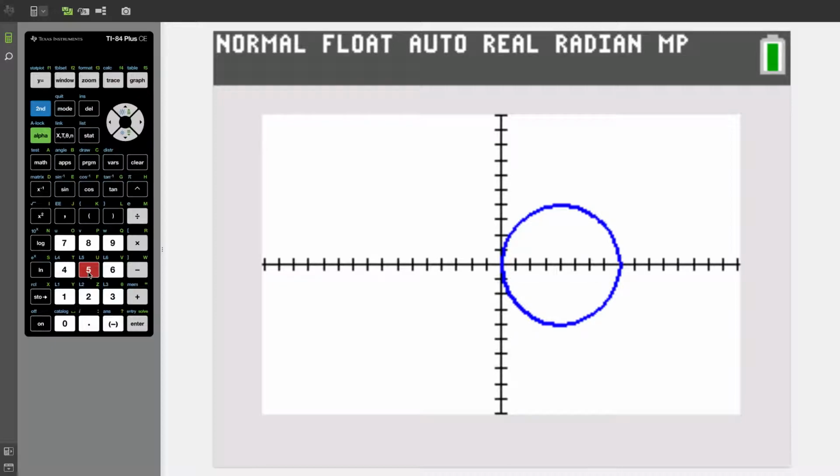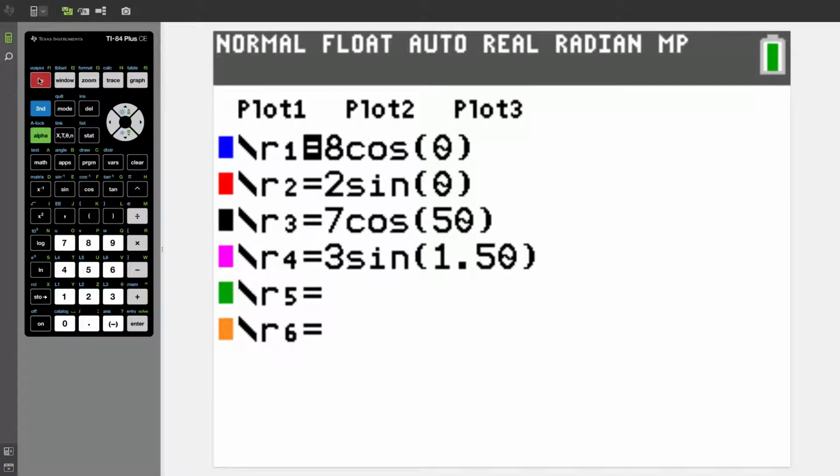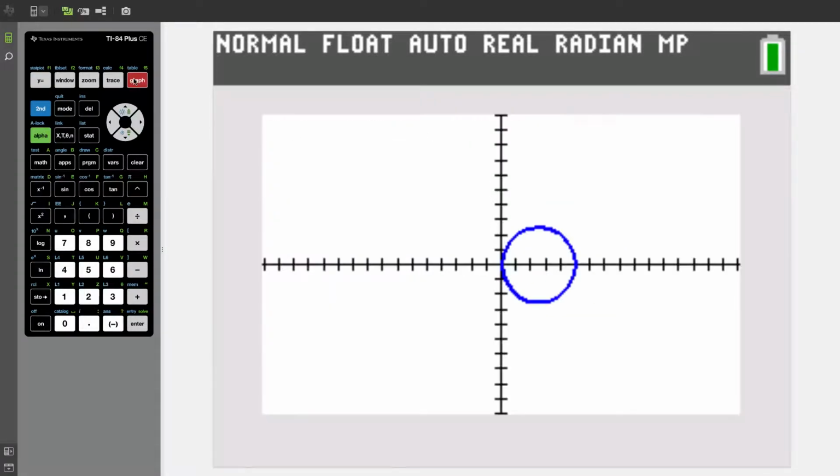For 0, halfway across, right? And then 0 up or down. If I go into y equals, I'll change this to be 5 cosine theta. Okay, that confirms it, right? Now my diameter is 5. My center must be at 2.5, 0.